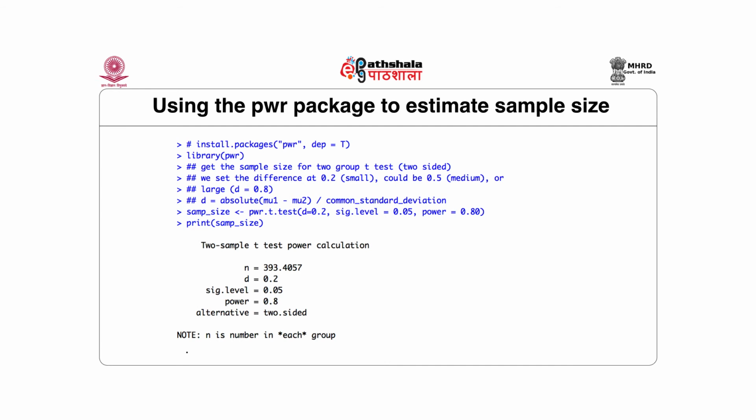You could increase the effect size to something like 0.5, and you can see by how much the n value is going to come down. Okay, we'll use the same thing.